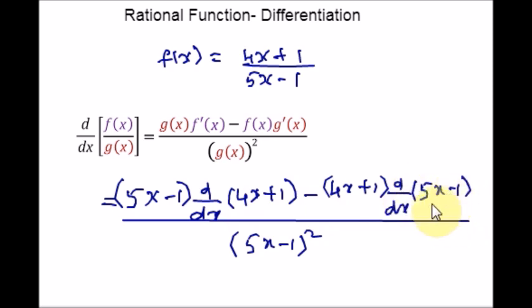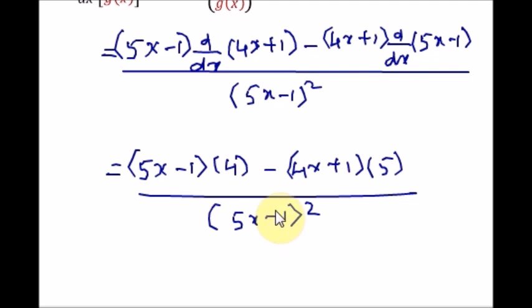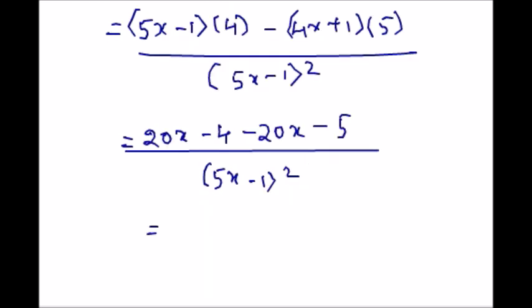Okay, let's plug in those values here. Now all you have to do is just open this parenthesis by distribution and then combine all the like terms. Combining the like terms we get this. Hope you're clear with this example.